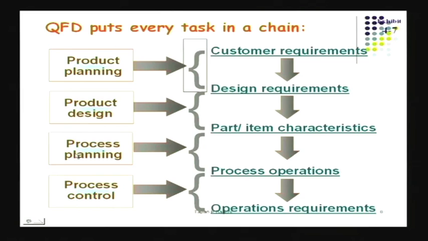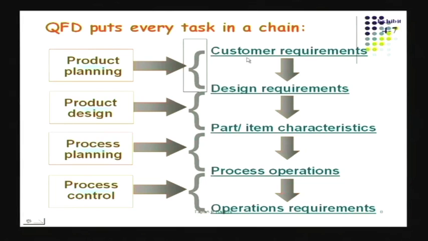Then I do process planning. I have to produce this product, so how am I going to be producing this final product? Well, those would start with the parts or the items that I need and the process operations that must be there. The features of the process operations must ensure that I'm able to deliver these characteristics. And of course, once I've got my process operations specified, I go into process control. How am I going to be controlling that process? And I specify the operations requirements.